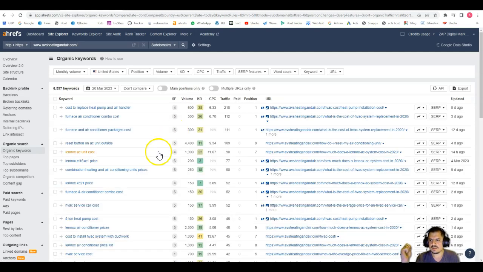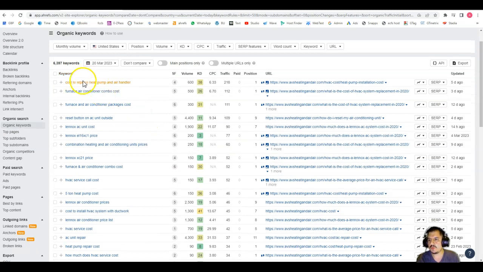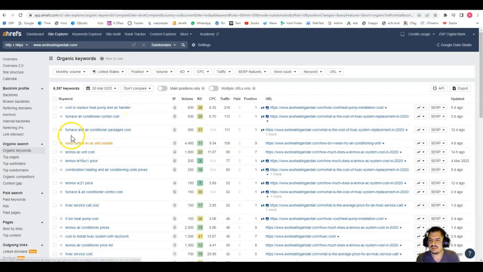So let's see, we can see here, cost to replace heat pump air handler. You're number one. That's good, right? But what if somebody types this in California? Are they going to try to get something from you? No, that's one of the things that I see from other web developers. I know you know how to do this, but this is not bringing you clients.